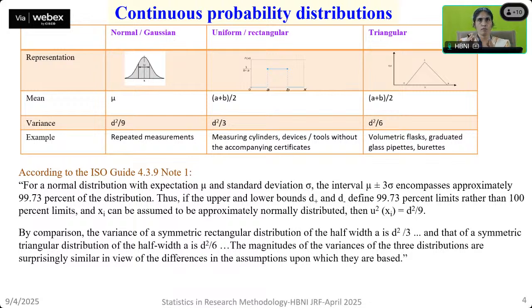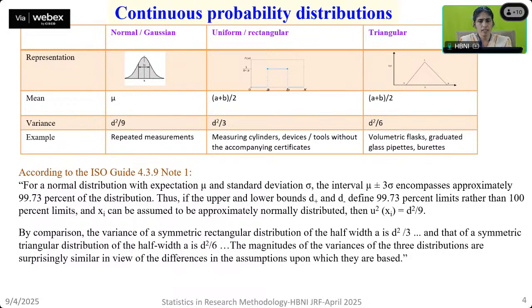Variances are comparable when you take the d values of these three different functions and calculate. Then you will see that d square by 9 for the Gaussian function will be equal to d square by 3 for the rectangular function. And if you apply the same principle for the triangular distribution function, you will see that the variance will correspond to d square by 6. If you have to take the standard deviation, take the square root.